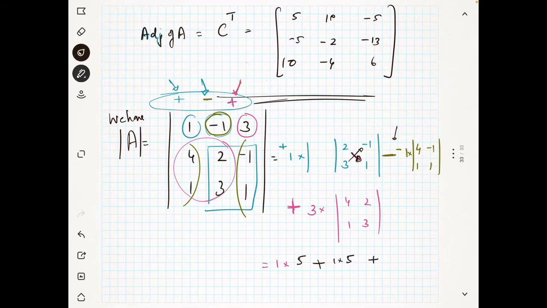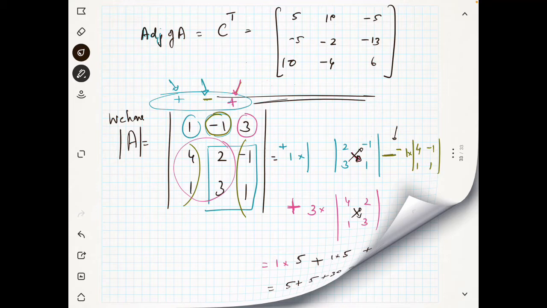Plus 3 into 4 into 3 is 12. 12 minus 2, it's 10. So you will get 5 plus 5 plus 30, which is equal to 40. So got the answer. So you got the determinant.